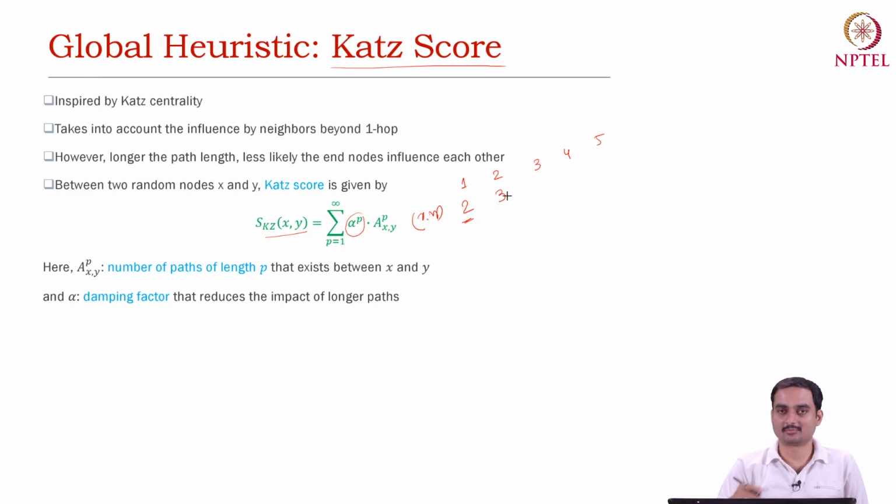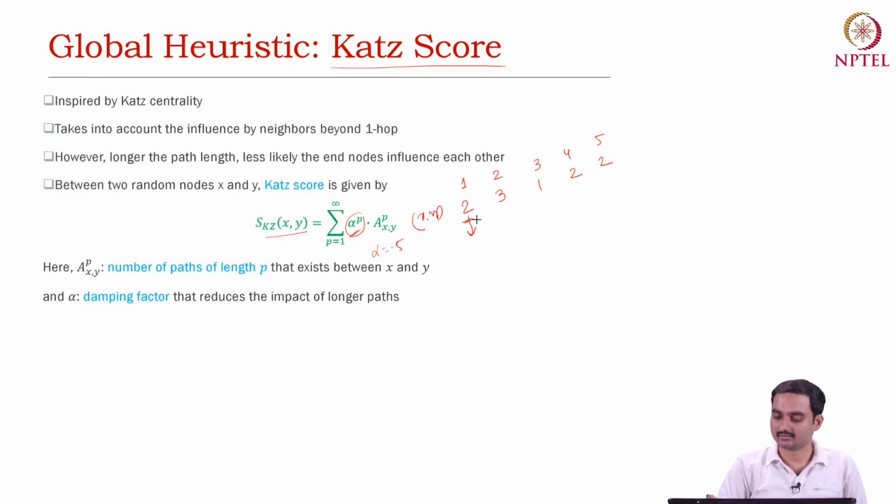I mean, of course, let us not use the term shortest path here. You have 2 paths of length 1, 3 paths of length 2, 1 path of length 3, 2 paths of length 4, and 2 paths of length 5. We basically sum them up. But we also penalize the paths having higher length, which is controlled by alpha. Say alpha is 0.5. So, you penalize this in this way.